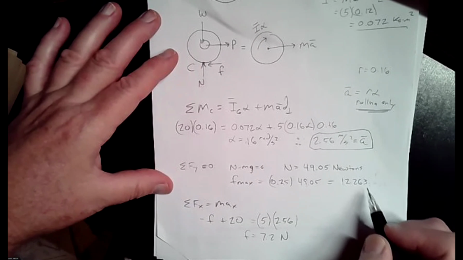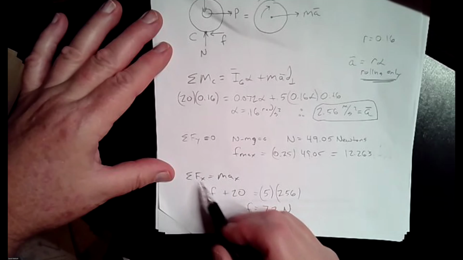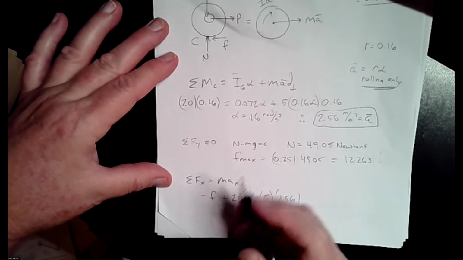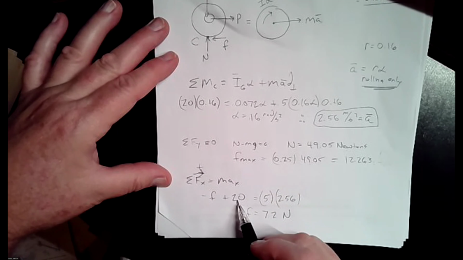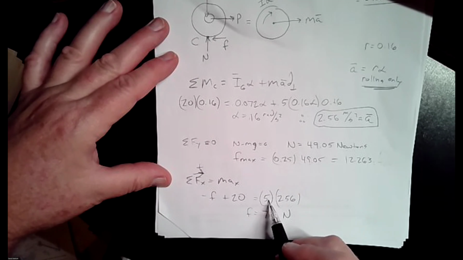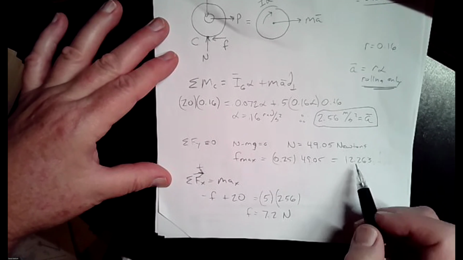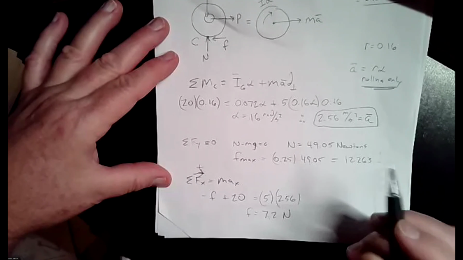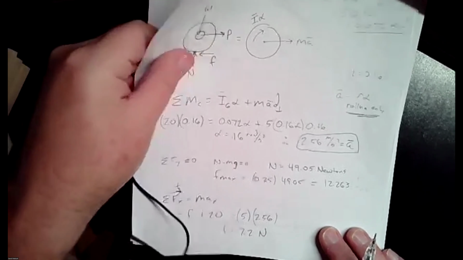So we have to see, do we exceed that? So we go down to here and we say, let's sum the forces in the x, equal to ma. And if we do that, what forces do we have? We have negative friction, again making this way positive, and plus 20 equals ma. So we get 7.2 newtons. Because 7.2 is less than 12.263, we have adequate friction for it to roll. So it does. It rolls without sliding. All right. So take a second to digest that.